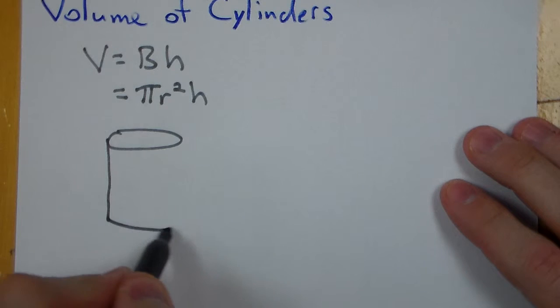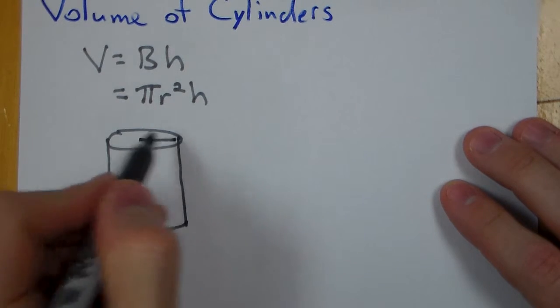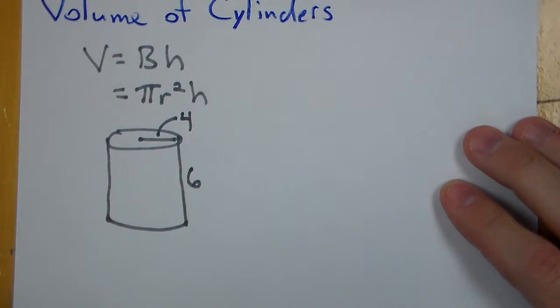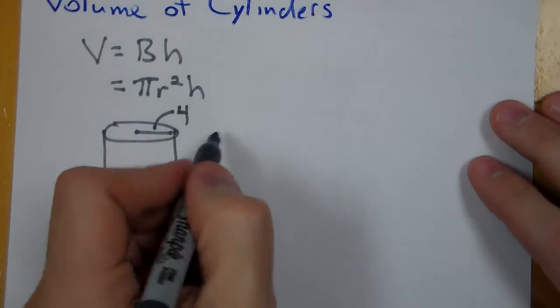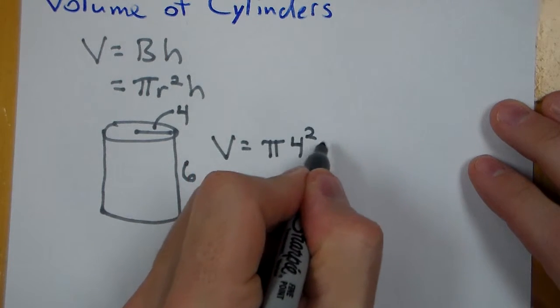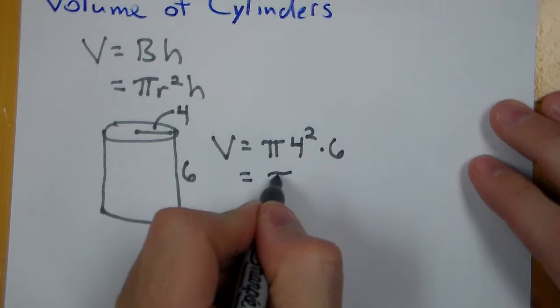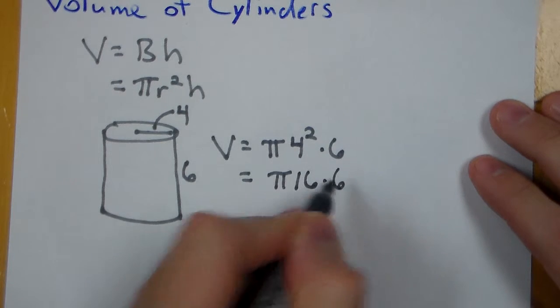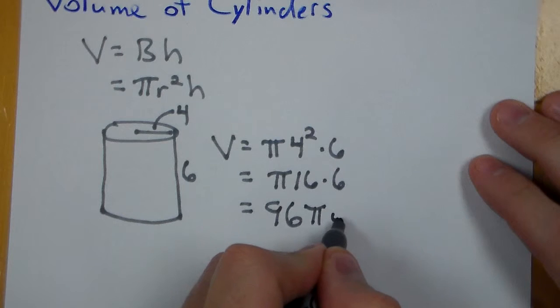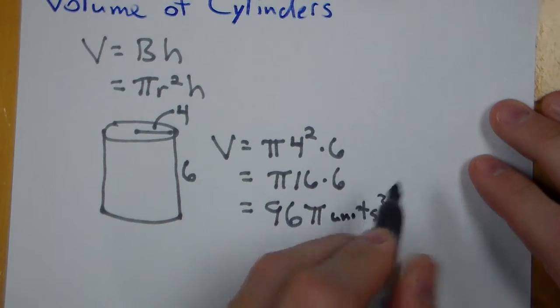So now, to find the volume of a cylinder, we need a radius and a height. So if my radius is 4 and my height is 6, the volume is going to be pi times 4 squared times 6, which is pi times 16 times 6, which is 96 pi units cubed.